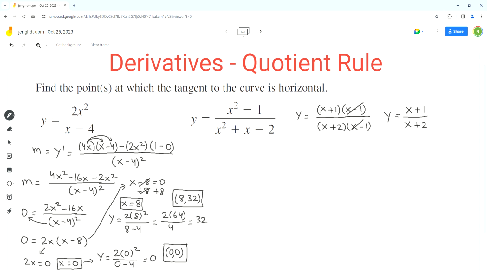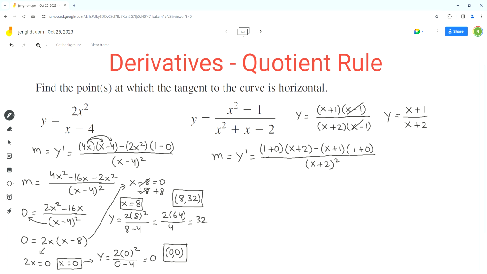Now we can find the derivative of this function. So we can use the quotient rule because it's a rational function. So m will be equal to the y prime. And we can use the quotient rule. So we start with the derivative of the numerator, which is equal to 1 plus 0 times the denominator minus the numerator expression times the derivative of the denominator, which is 1 plus 0 over x plus 2 squared.